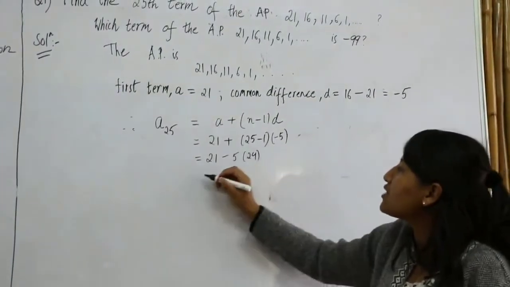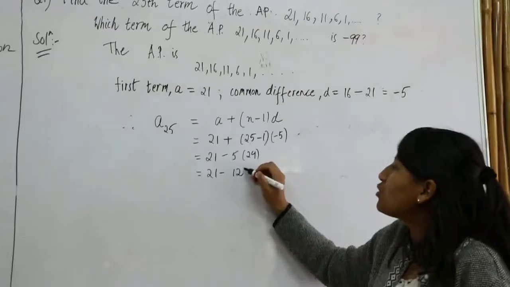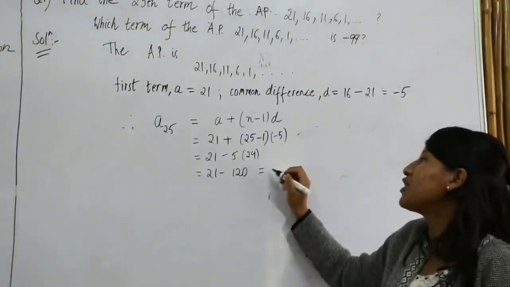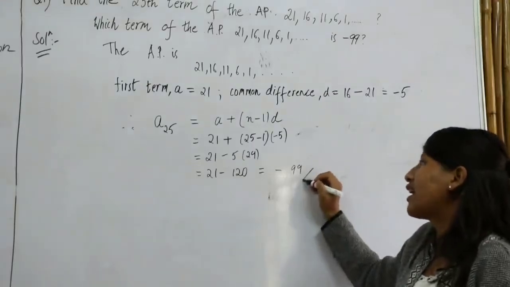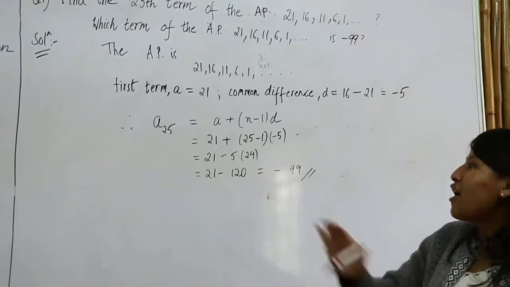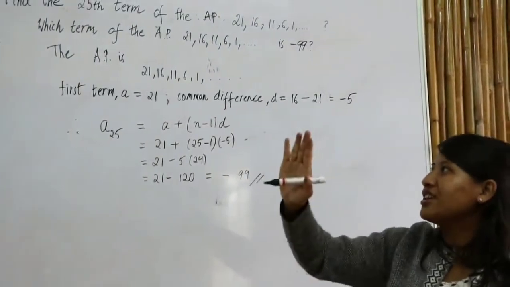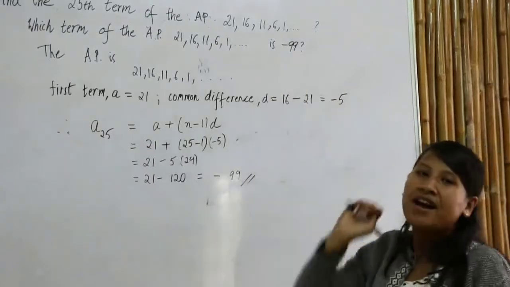Okay, so it is in fact equal to 21 minus 1 to 0. So this one is equal to minus 99. So this is the answer. Okay. Now the next question: which term of the AP is minus 99?